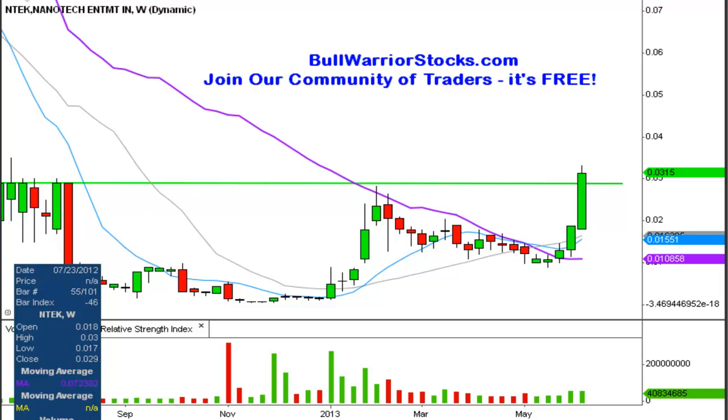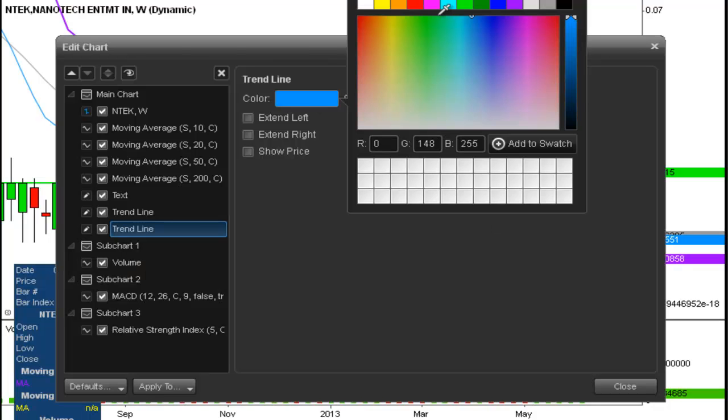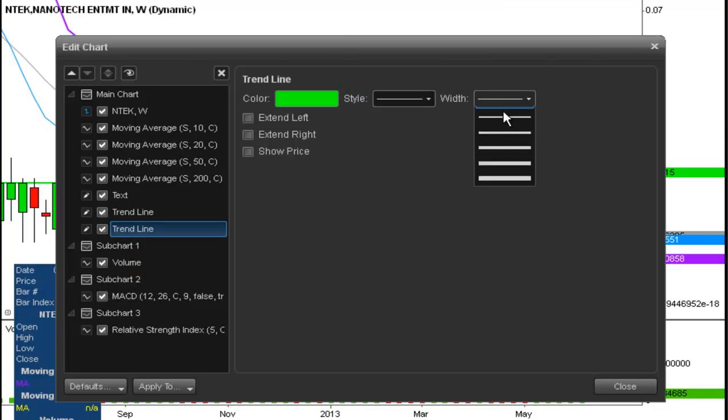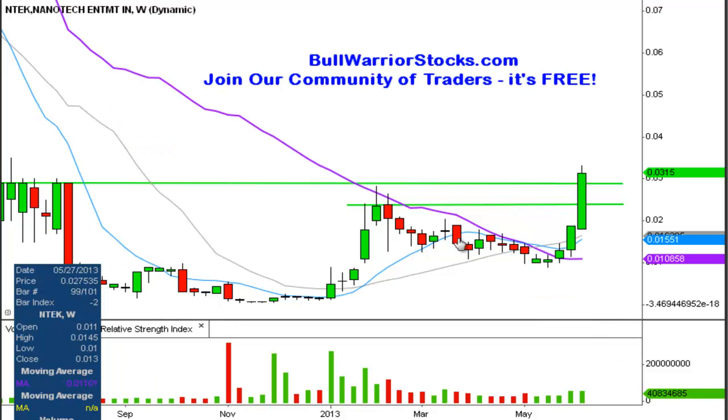The next level of support that was put in this past week also comes right here. You can see there's quite a bit of price history right around here that was back in the early part of the year. And we'll check the value on that here in just a second. Again, this was a previous level of resistance that has now been turned into a support, and that level is at 0.024.